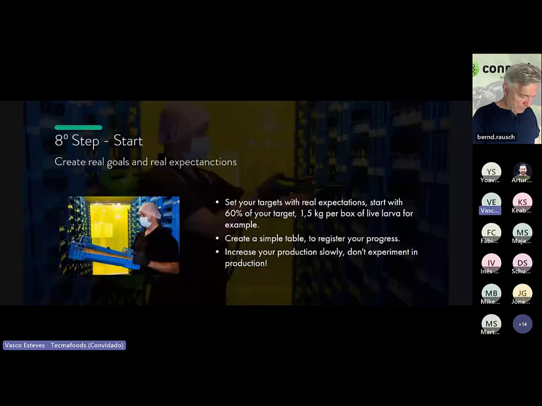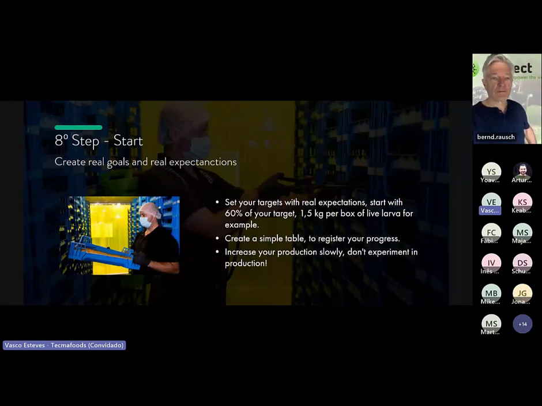So step 8 will be start. Now I'm very clear with all my farmers. I say you can achieve 1.5 kilos of live larva per box, but let's start lower, and step by step we make a calendar together, and we are going to increase production 5% each 2 months. That is our target. And I know that we are going to face some problems, because even if you give all the specs, all the tasks, people will start to try to change things. Sometimes it's good, but mostly it's bad.